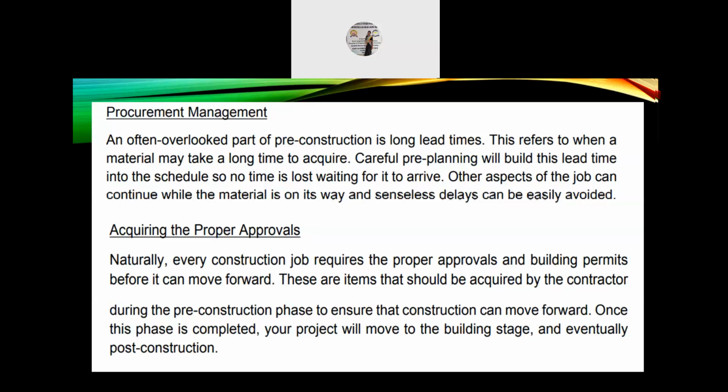Next, acquiring the proper approvals. Naturally, every construction job requires the proper approvals and building permits before it can be moved forward. So these are items that should be acquired by the contractor during the pre-construction phases to ensure that construction can move forward. Once this phase is completed, your project will move to the building stage and eventually post-construction.